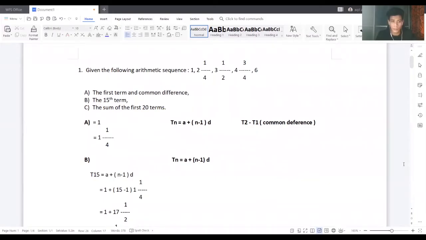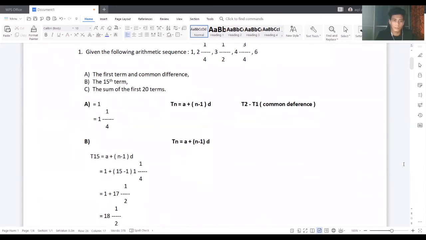Okay, moving on to the problems for arithmetic sequences. We can apply the formulas that I have shown before to the problems. For the first arithmetic question, the given arithmetic sequence is 1, 1 1/4, 2 1/2, 3 3/4, and 5. For A, the question asks for the first term and the common difference.